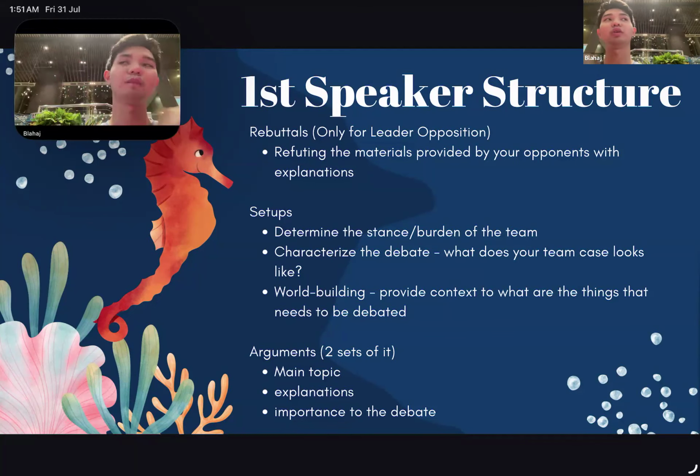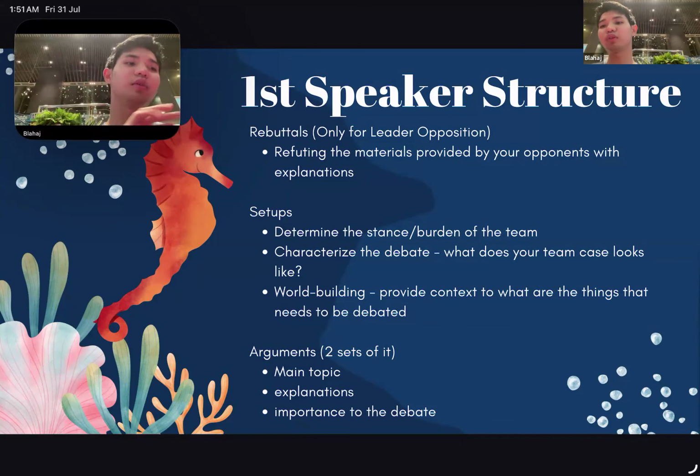Secondly, we're moving on towards the general things a first speaker should do. Firstly is setup, which is basically trying to give some context of what the motion is about. Try to determine the stance or burden of the team, or in a simpler manner, the objective of what your team wants to prove and achieve by the end of the debate.